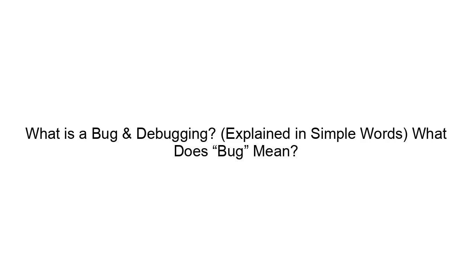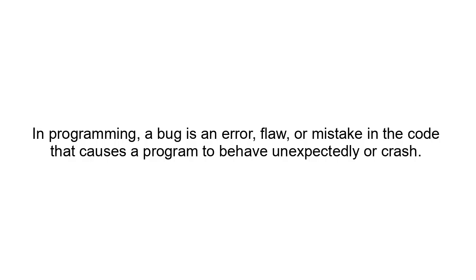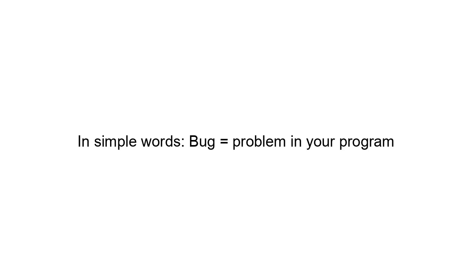What is a bug and debugging? Explained in simple words. What does bug mean? In programming, a bug is an error, flaw, or mistake in the code that causes a program to behave unexpectedly or crash. In simple words, bug equals problem in your program.